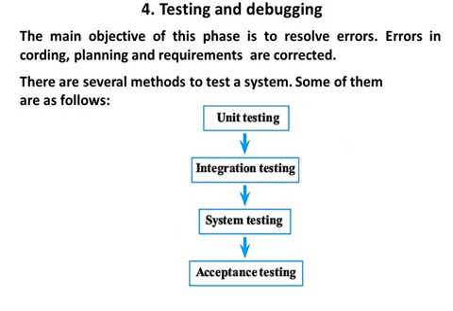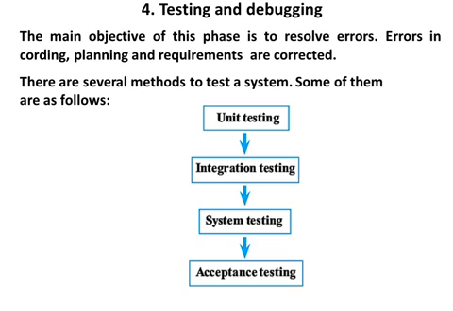The fourth phase of SDLC is testing and debugging. The main objective of this phase is to resolve errors. Errors in coding, errors in planning and errors in requirements are corrected. There are several methods to test a system. Some of them are as follows.